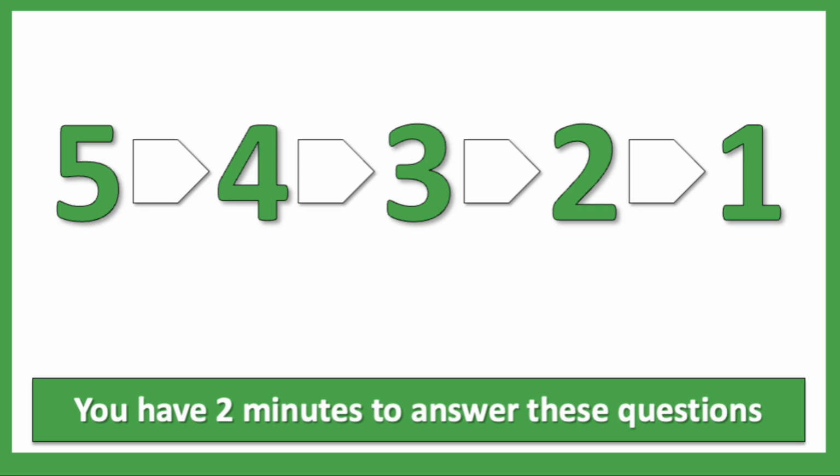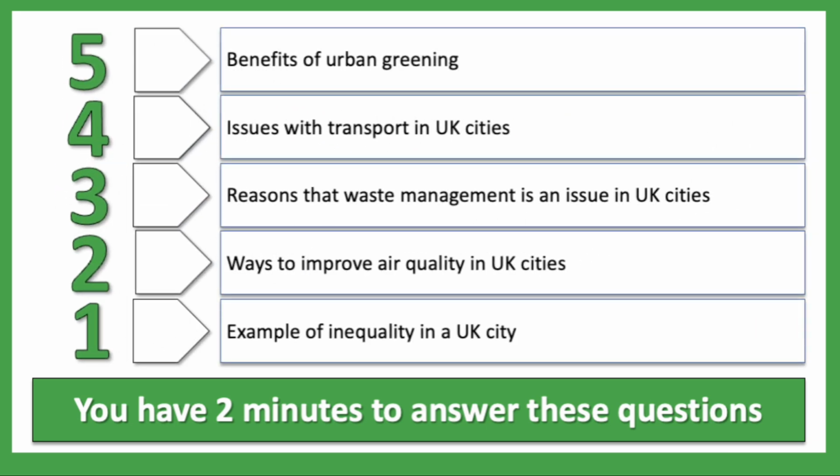Right, we're going to move on to a 5, 4, 3, 2, 1 activity. Now you're going to have 2 minutes to answer the following. So we want 5 benefits of urban greening. We want 4 issues with transport in UK cities, 3 reasons that waste management is an issue in UK cities, 2 ways to improve air quality in UK cities, and 1 example of inequality in a UK city. So 2 minutes, off you go. If you need more time at the end, then please pause the video.